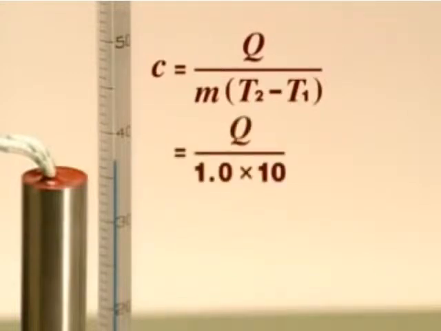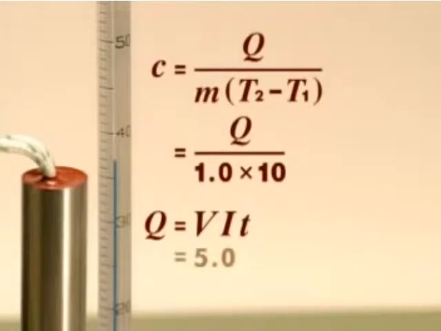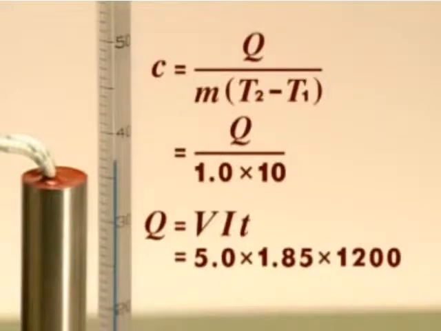We know the mass M equals 1 kilogram. And from our experiment, the temperature difference is 37 minus 27 equals 10 degrees. So these figures complete the bottom line. Now the energy added, Q. Assuming that all the heat supplied by the heater is received by the aluminium, Q equals VIT, where V is the voltage of the immersion heater, 5 volts, I is the current, 1.85 amps, and T is the time the heater was on. 20 minutes equals 1200 seconds. So multiplying these together gives Q equals 11,100 joules.